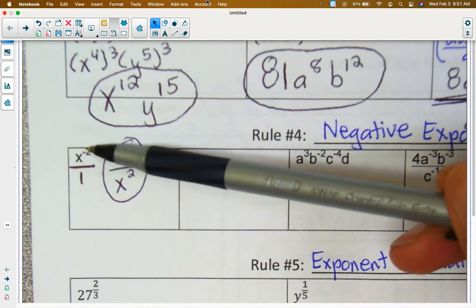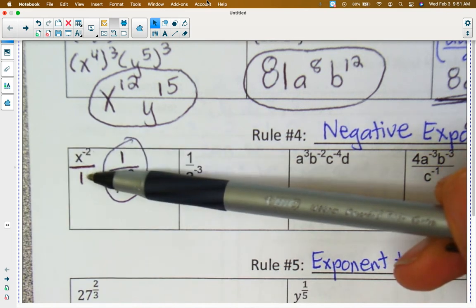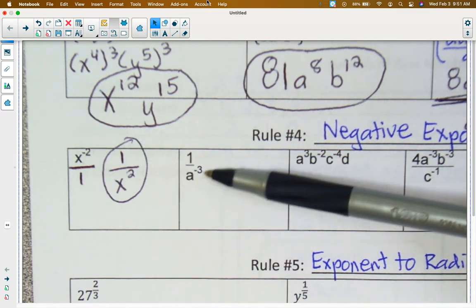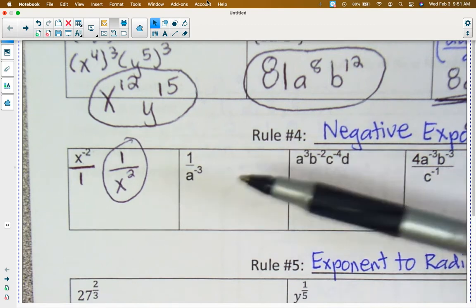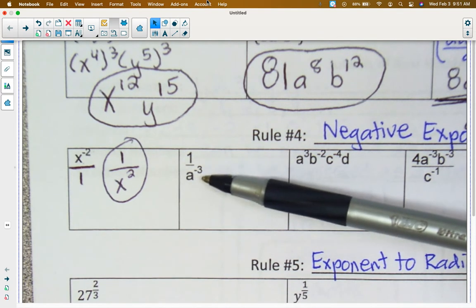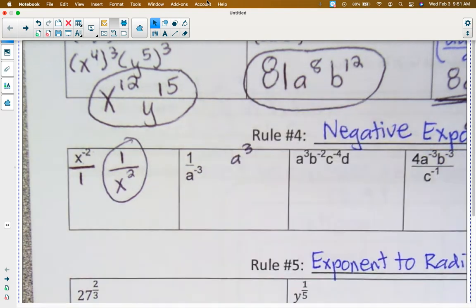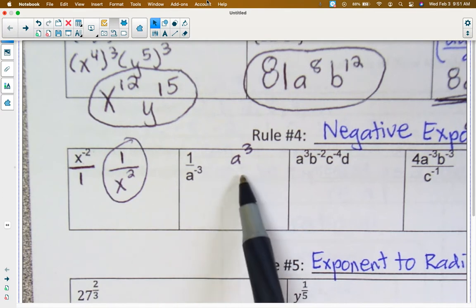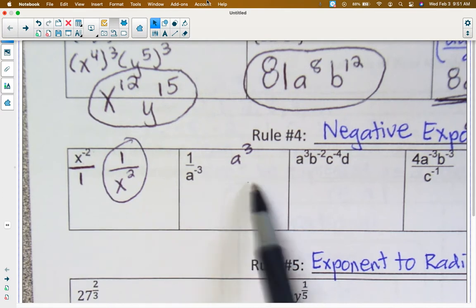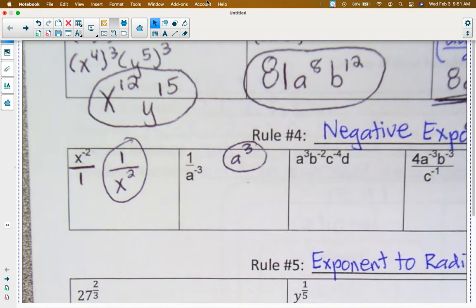So if it's in the top, flip it to the bottom. If it's in the bottom, flip it to the top. This one over here, we're going to flip it to the opposite. So I have a negative that's in the bottom, and we're going to flip it to the top. So this is going to be a to the third. And you don't have to put it over 1. You could put it over 1, but we generally don't put a denominator of 1. So this is our final answer.